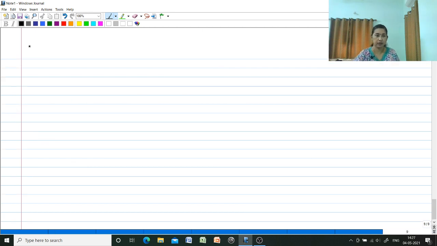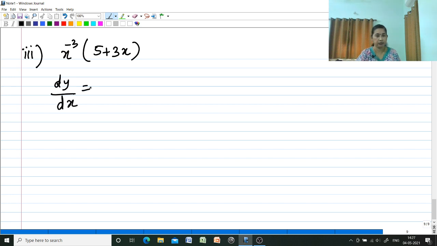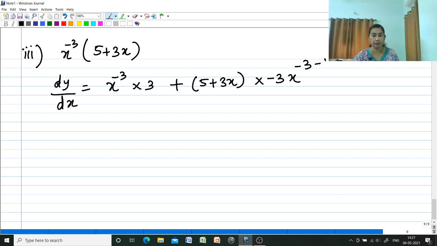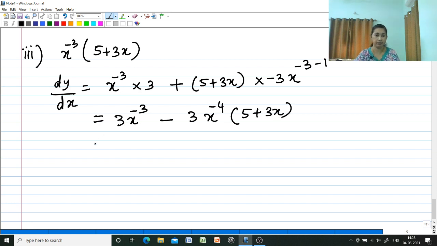Then third sub question, x raised to minus 3 into 5 plus 3x. So dy by dx is first function into derivative of the second, which is 3, plus second function into derivative of the first, which is minus 3x raised to minus 3 minus 1, and that is 3x raised to minus 3 minus 3x raised to minus 4 into 5 plus 3x. We can open the bracket.